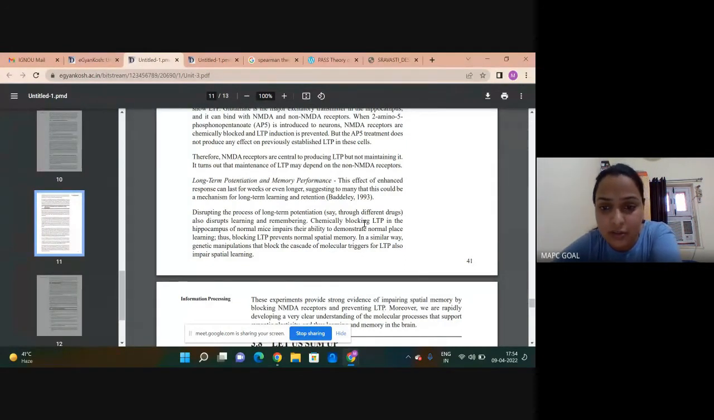So Baddeley in 1993 also tried to understand how we process information. There's an original study by Baddeley in 1993, which you can read. This effect of enhanced response can last for weeks or even longer, suggesting to many that this could be a mechanism for long-term learning and retention. So Baddeley has explained how we can retain information, and what more could be done.